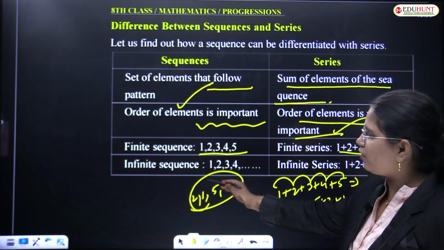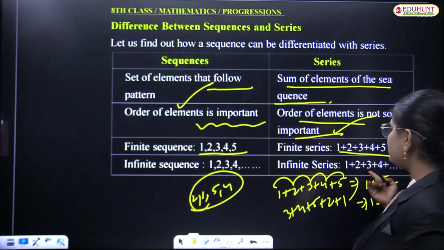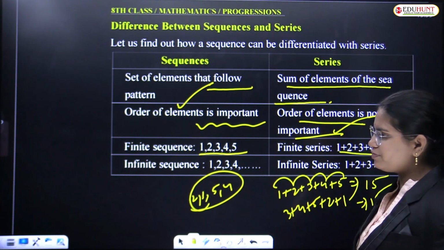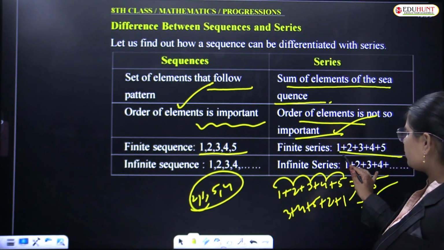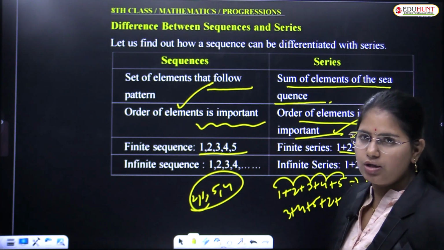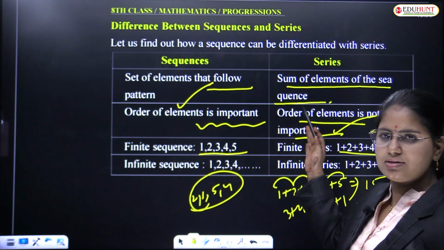So this is an infinite sequence. This is an infinite series. You have types of sequences and types of series. This is a finite series. You will separate it with addition, whereas here you have to separate with commas. So this is the difference between sequence and series.